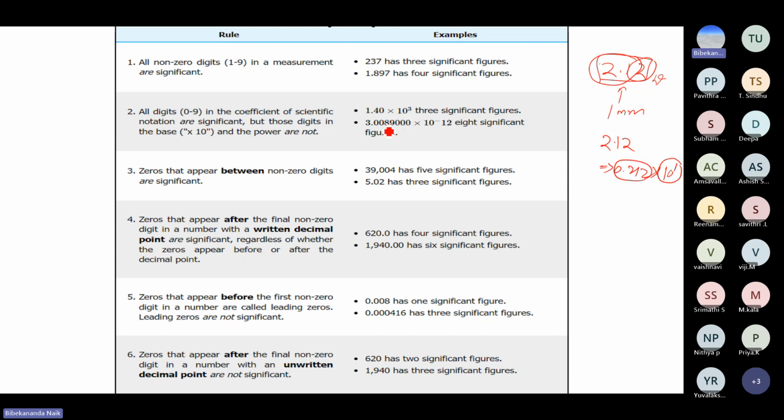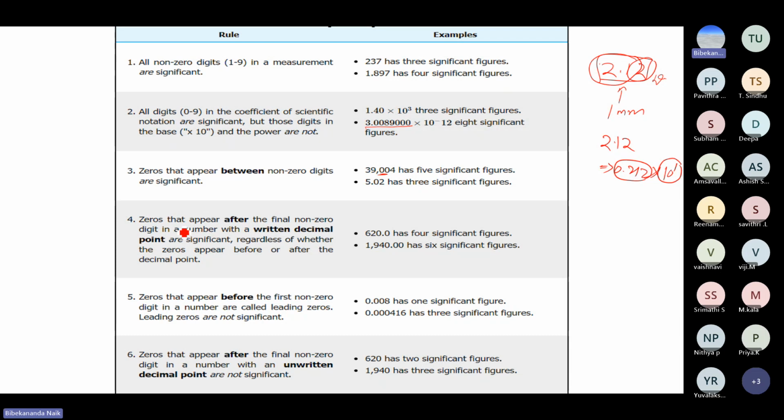And in these figures, as you can see, there are 8 significant figures because 1, 2, 3, 4, 5, 6, 7, and this 8. So if some reading is written in scientific format, like some coefficient into 10 to the power something, then irrespective of whether they are 0 or non-zero, they are all significant. Zeros that appear between non-zero digits are significant. Here 2 zeros are appearing between non-zero digits, so they are significant. So it has all 5 significant figures, and 5.02 has 3 significant figures because this 0 is lying between 5 and 2, which are non-zero.